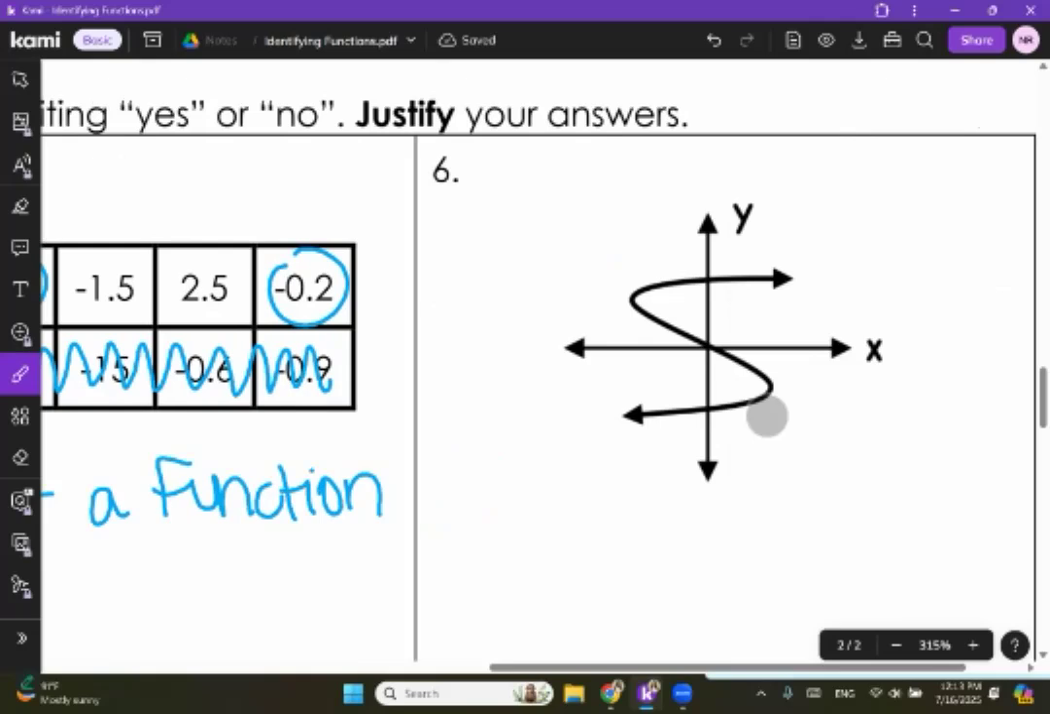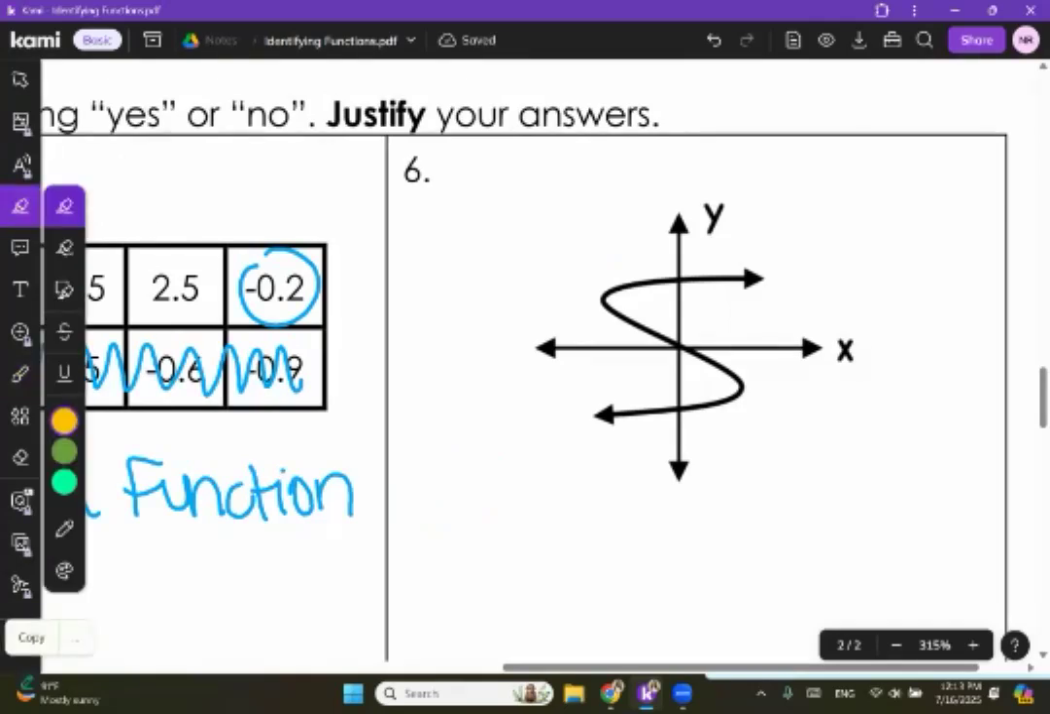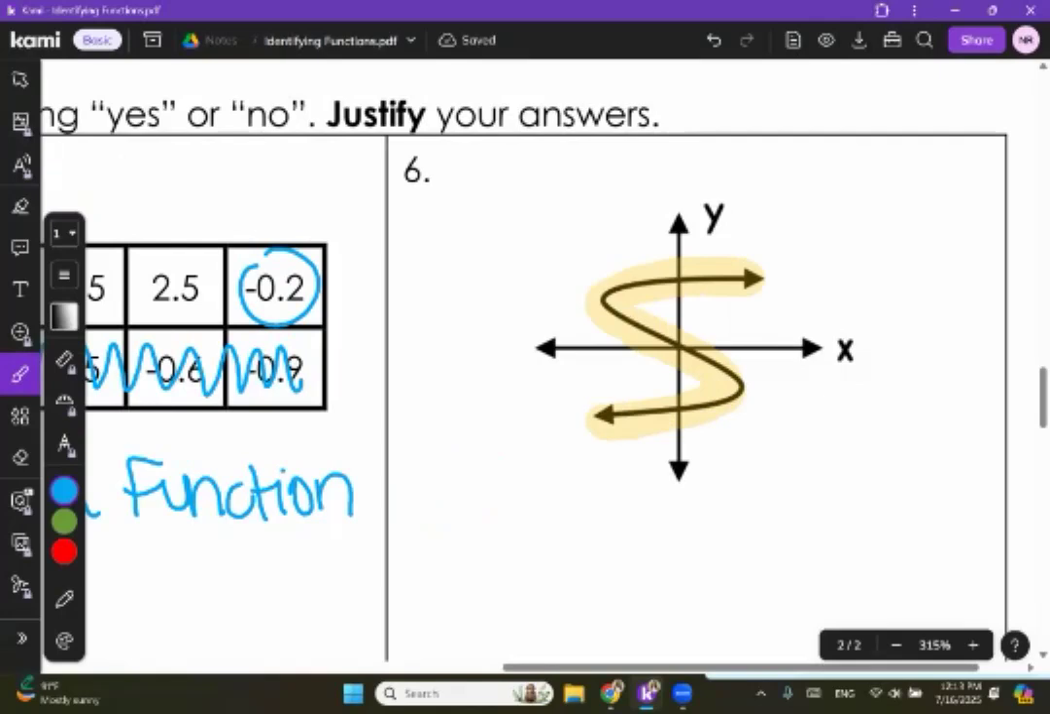Number 6. A lot of students get confused with these types of graphs. What you are focusing on is the graph, not the grid, okay? Ignore the X and the Y axis. You're only focusing on the line that is graphed, right? So if I draw a vertical line anywhere on this graph, it touches 3 times, which is 2 or more, right? So the X value is repeating both times. So this one is not a function. Why is it not a function? It does not pass the vertical line test.